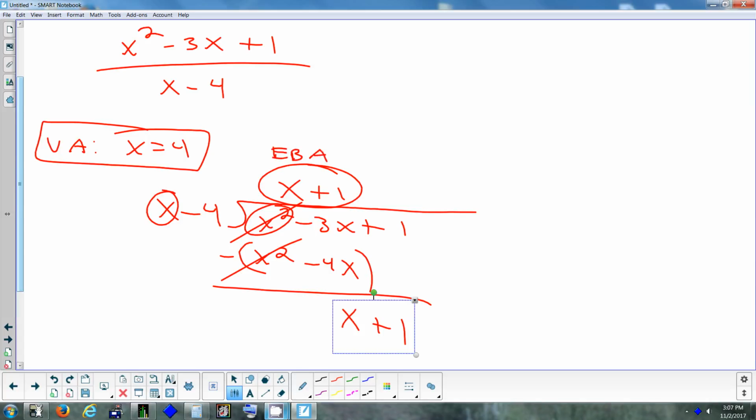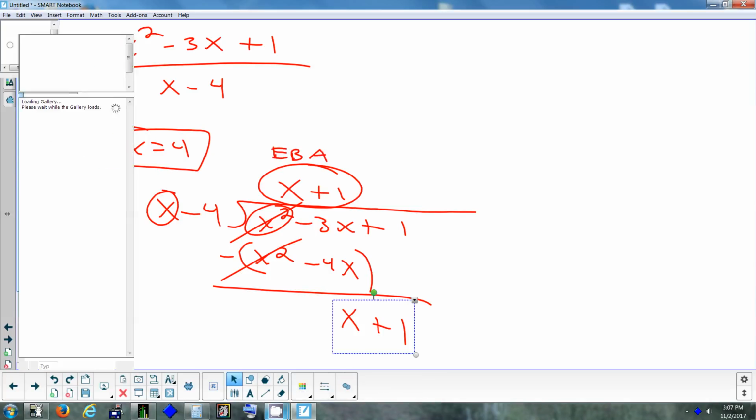There's another problem on the test where I ask you just to find the EVA, so I'm not going to go through that again. So any questions on how we just found the EVA? So EVA is just when you divide. Just when you divide it, yep. And this particular problem, I needed that for the sketch.